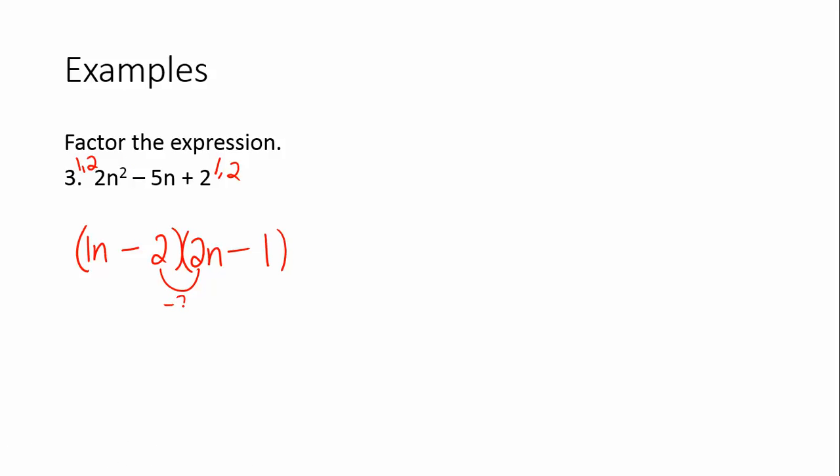This gives me a minus 4n. And this gives me a minus 1n for a negative 5n. So 1n minus 2, 2n minus 1. Notice it is very similar to the first example.